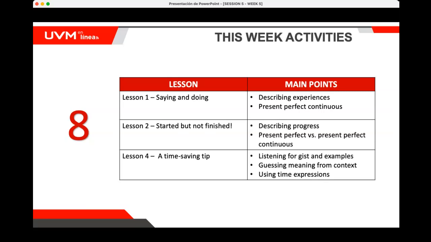And at the end, you learned in the writing section how to use time expressions. A very few time expressions, I have to say, okay? But okay, we can work with that at this point of the course.